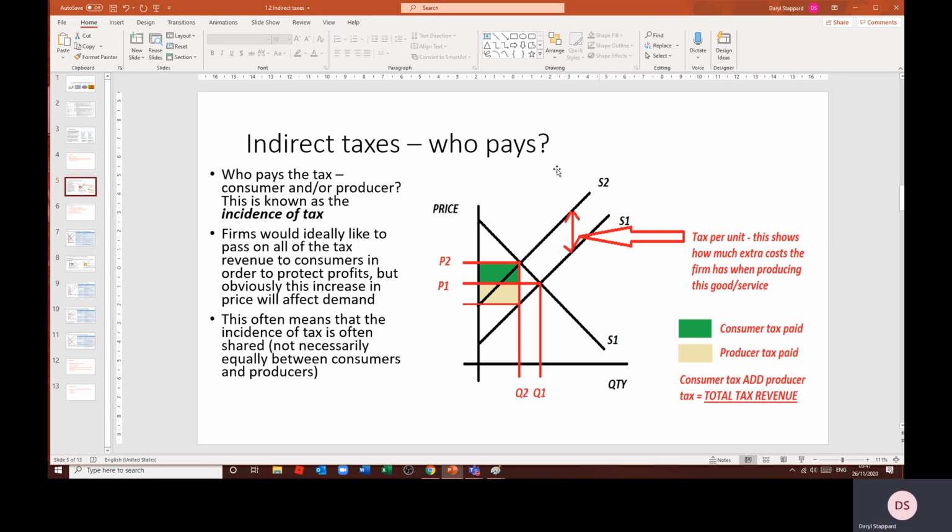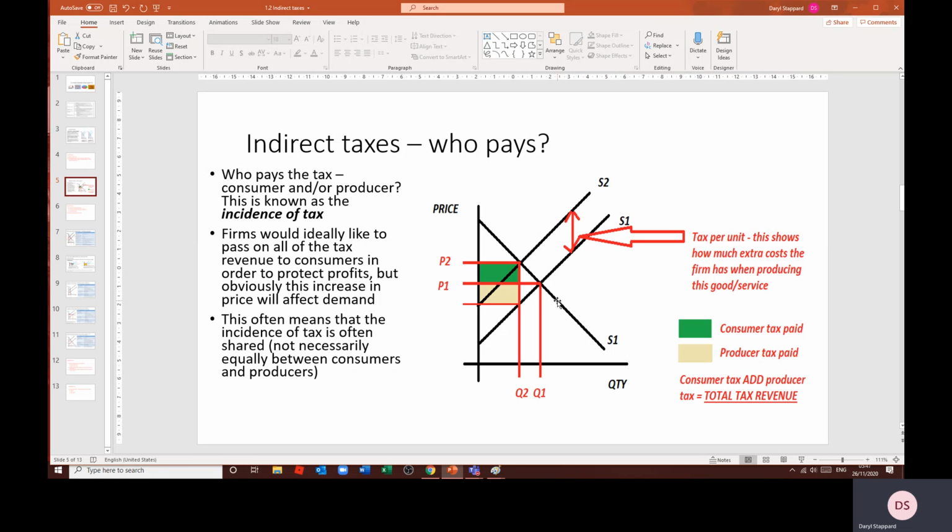Now remember, you've got in this diagram here the workings of a specific tax. So we've got a particular cost, a tax, for every unit sold. This could be that 50p example from the previous part of the video. Now what this will do is make the supply curve shift parallel inwards, like railway tracks in effect. Now the vertical distance between supply 1 and supply 2 is the tax per unit. That is how much extra cost firms now have when they sell people goods and services.